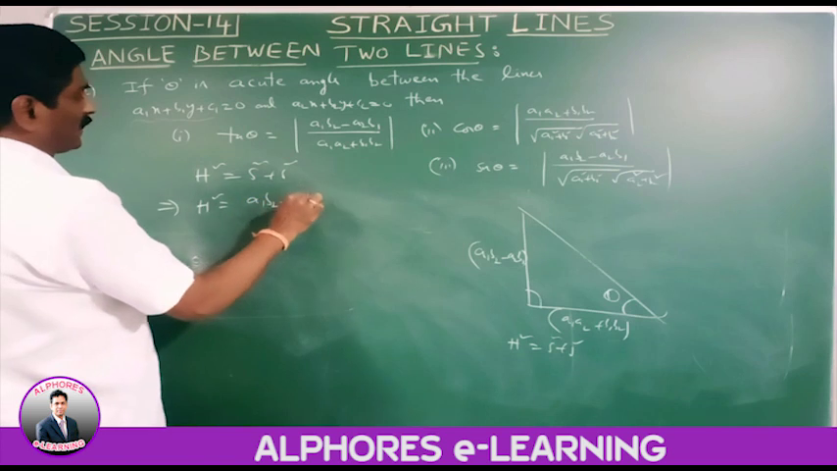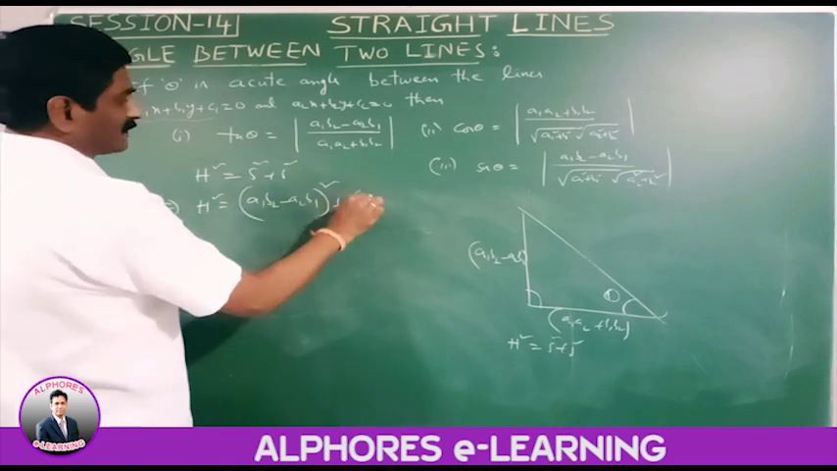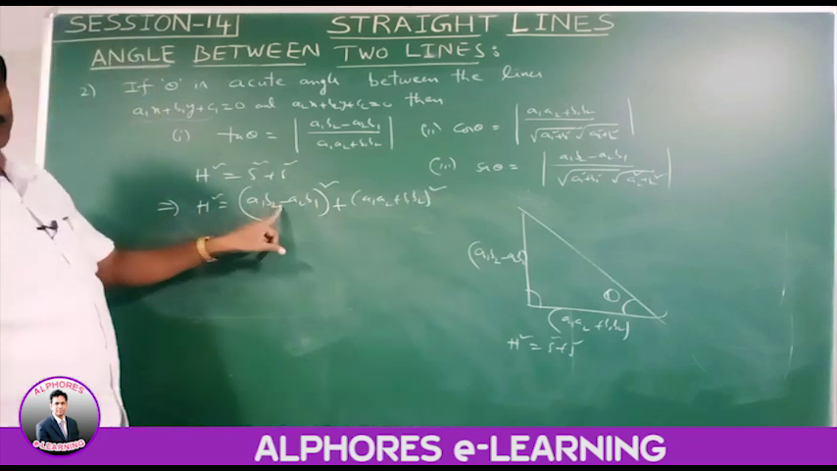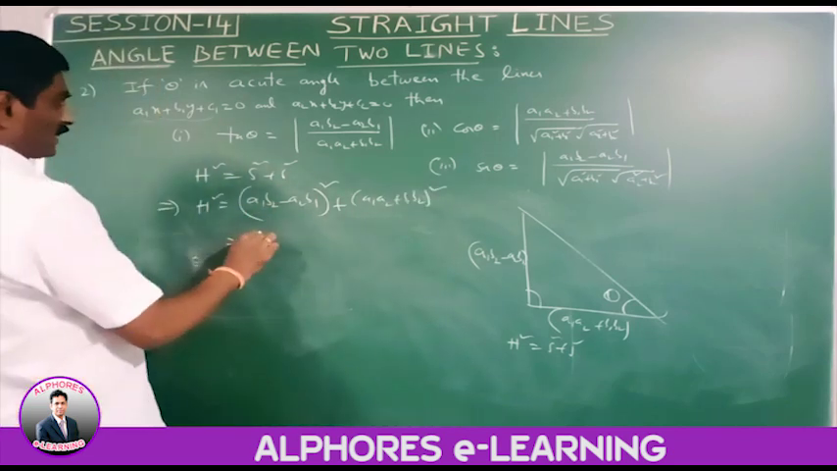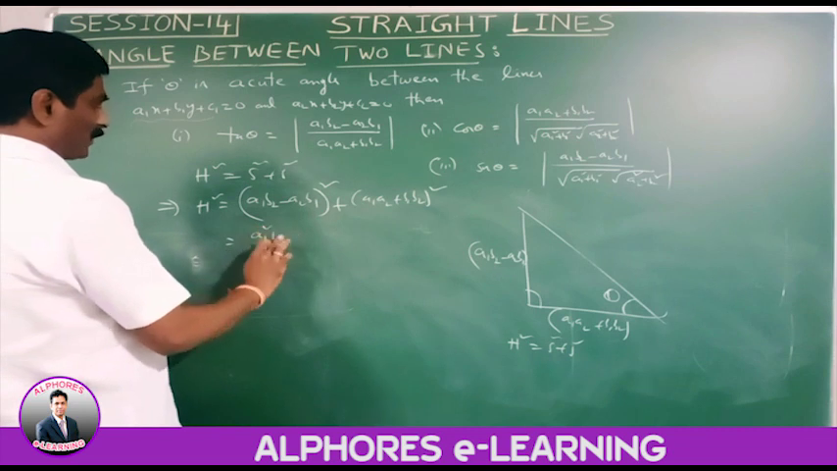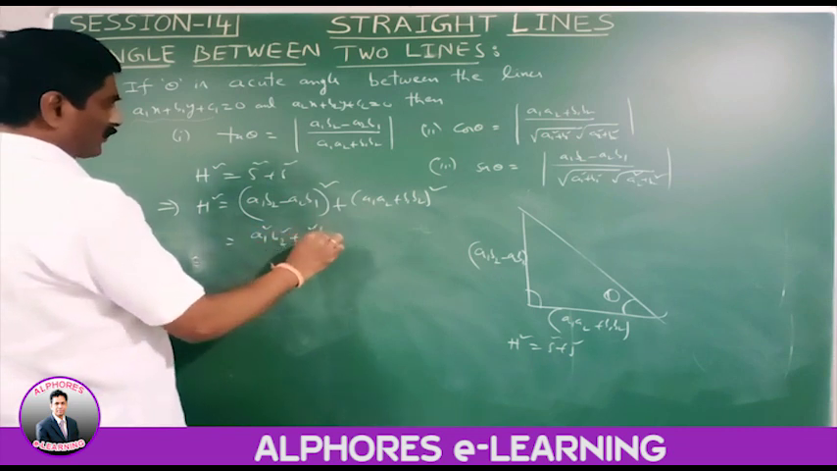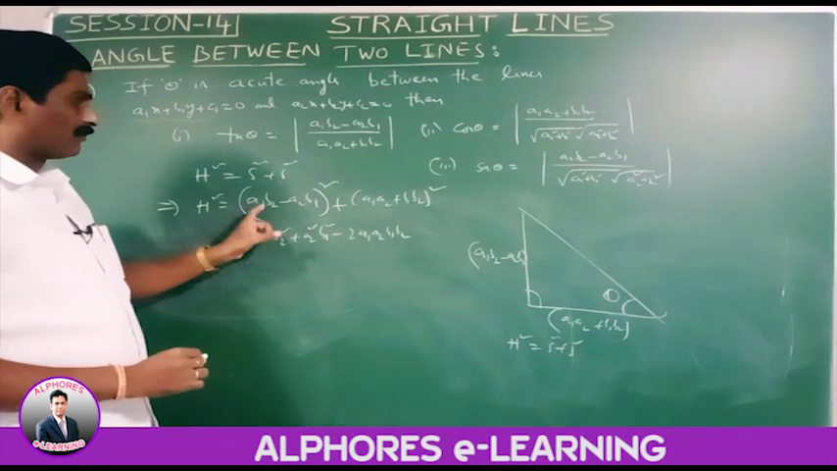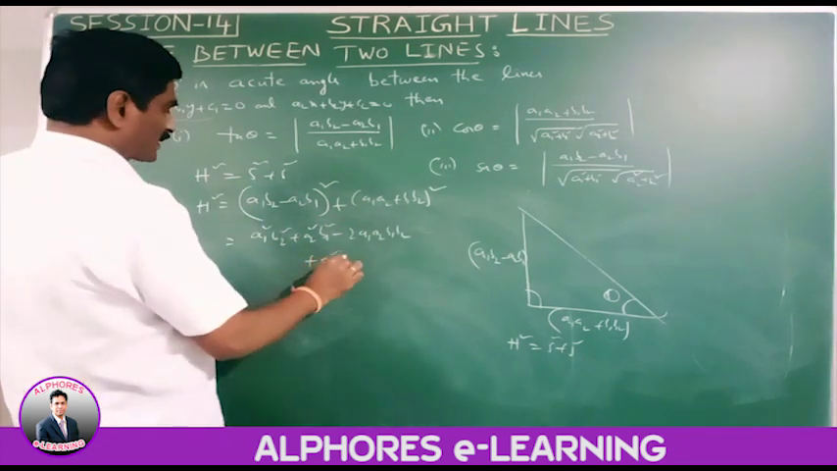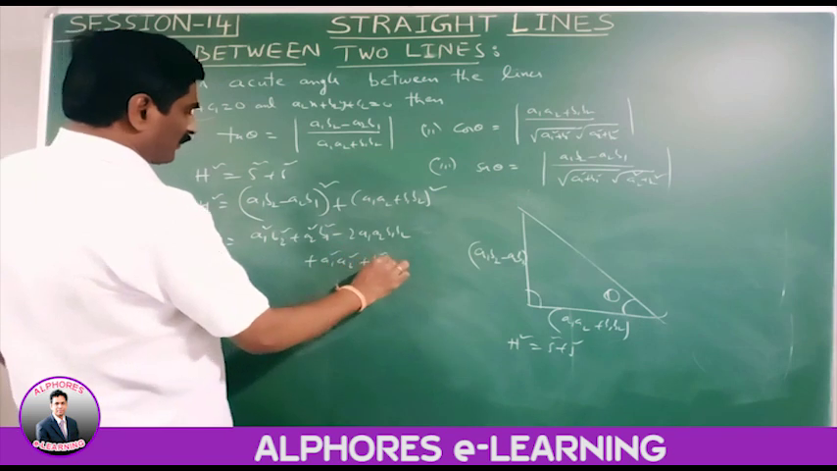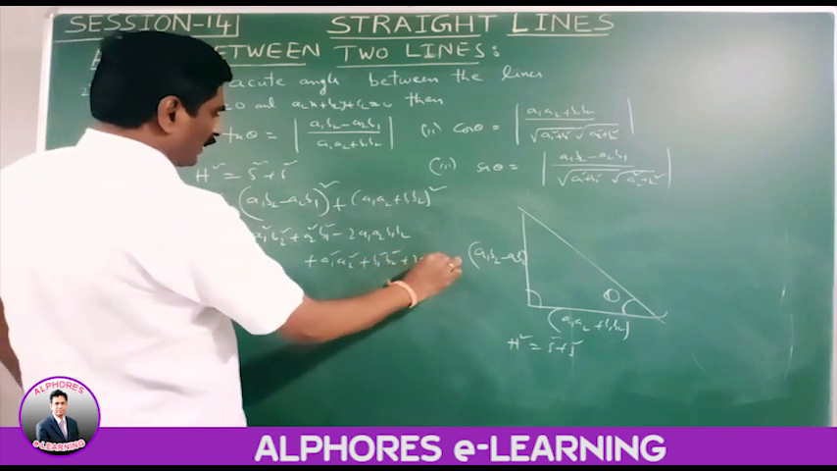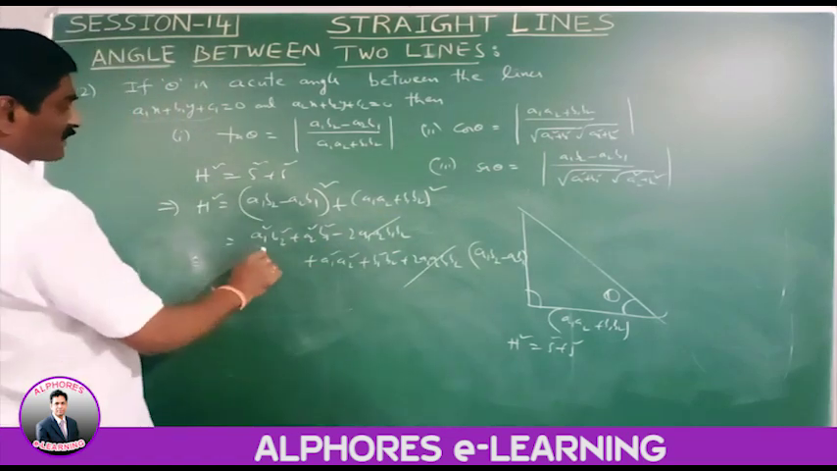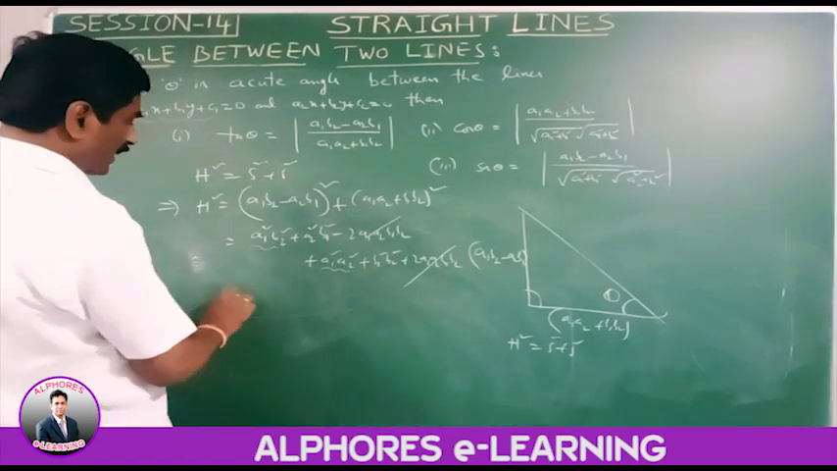(a1 b2 − a2 b1)² + (a1 a2 + b1 b2)². (a − b)² means a² + b² − 2ab. That means a1² b2² + a2² b1² − 2 a1 a2 b1 b2, plus a1² a2² + b1² b2² + 2 a1 a2 b1 b2. These 2ab terms cancel.